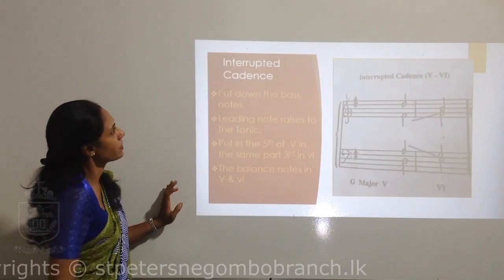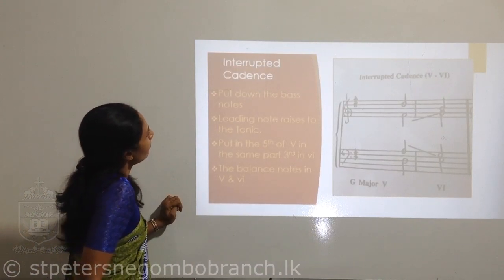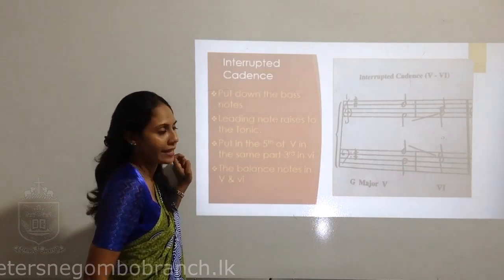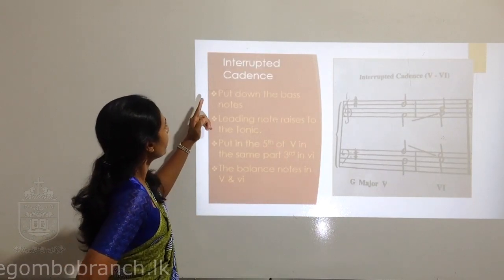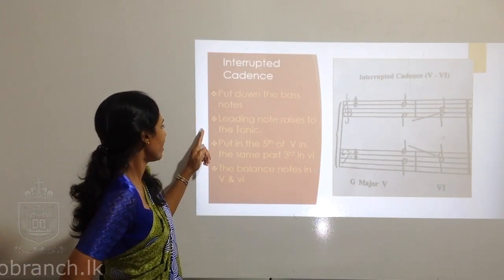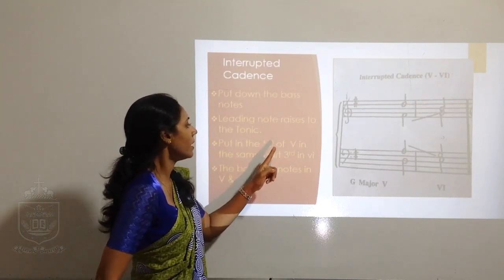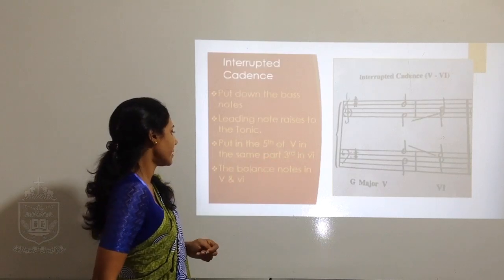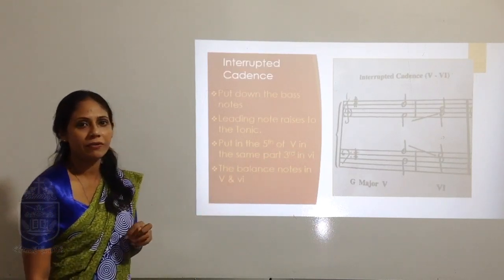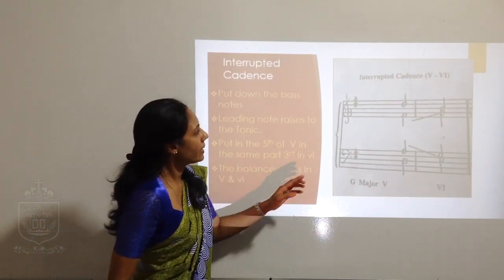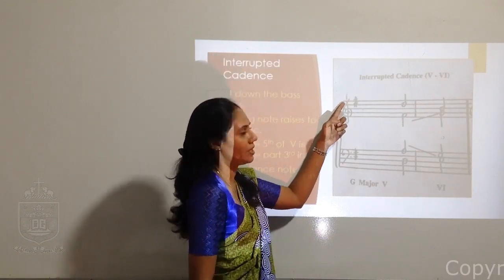So there are a few tips to follow to form the interrupted cadence. First one is put down the bass notes, leading note traces to the tonic. Put the fifth of chord 5 in the same part, third note in chord 6, and the balance notes in chord 5 and 6. So look at here, this is G major.